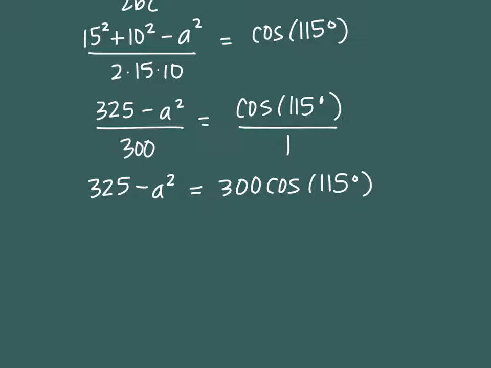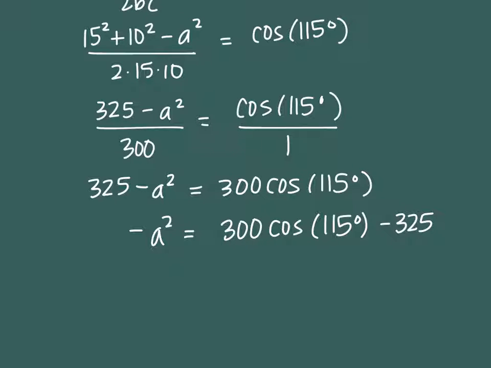Now what do I do to both sides? I'm trying to get A by itself. Subtract how much? Subtract 325. So that'll be minus A squared equals 300 cos 115 minus 325. Now I can't subtract 300 and 325 because the 300 has a cosine on it and the 325 is just plain, so I just leave it like that. Don't turn it into a decimal because then you'll round and you don't want to do that, just leave it.